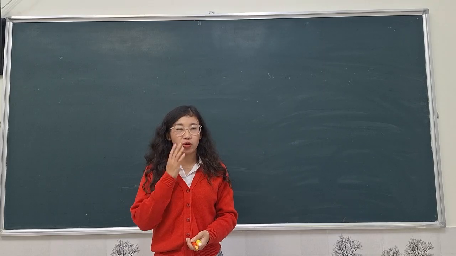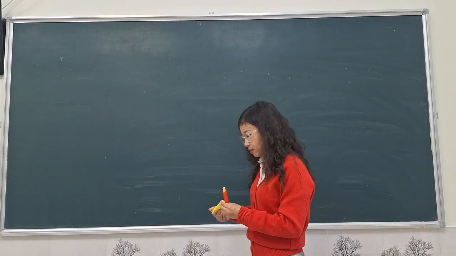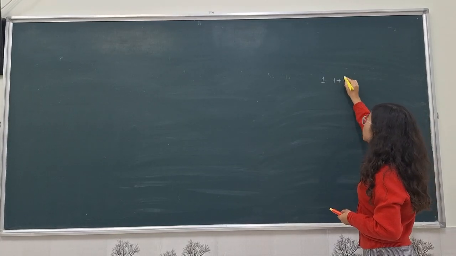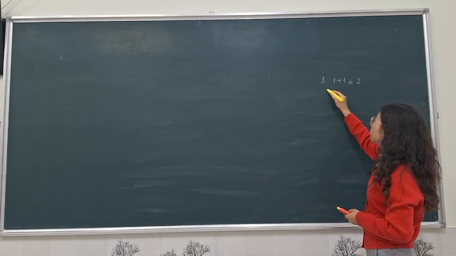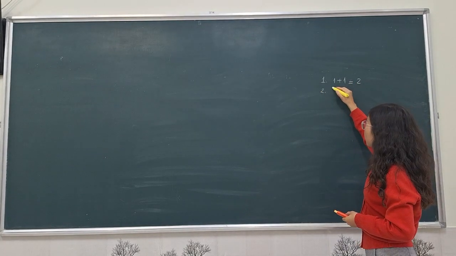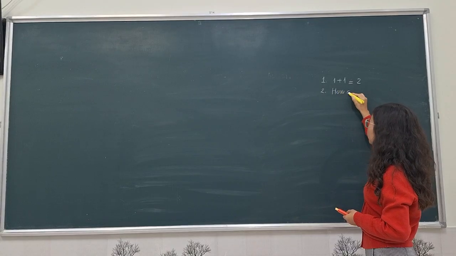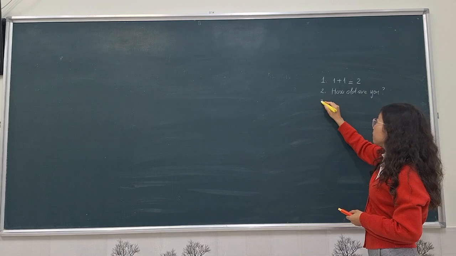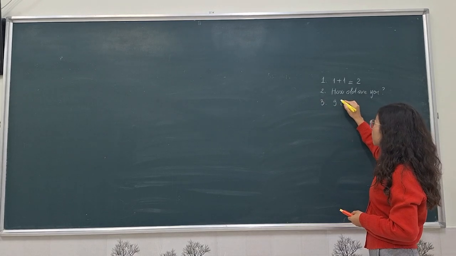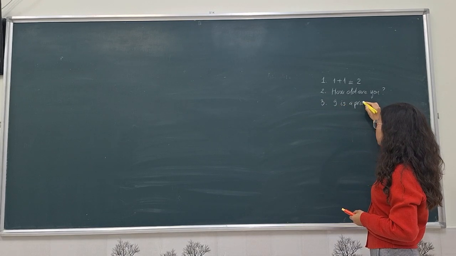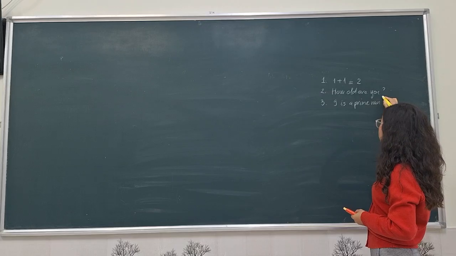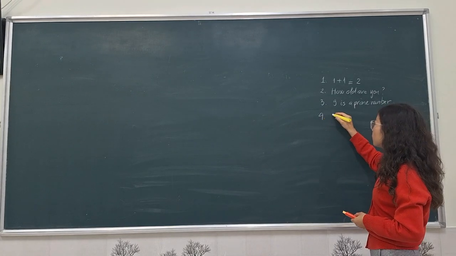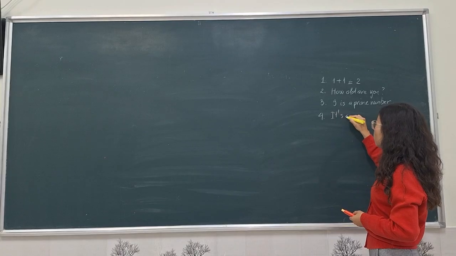Now, I have 4 sentences for everyone. Sentence 1: 1 plus 1 equals 2. Sentence 2: How old are you? Sentence 3: 9 is a prime number. And sentence 4: It is a wonderful day.